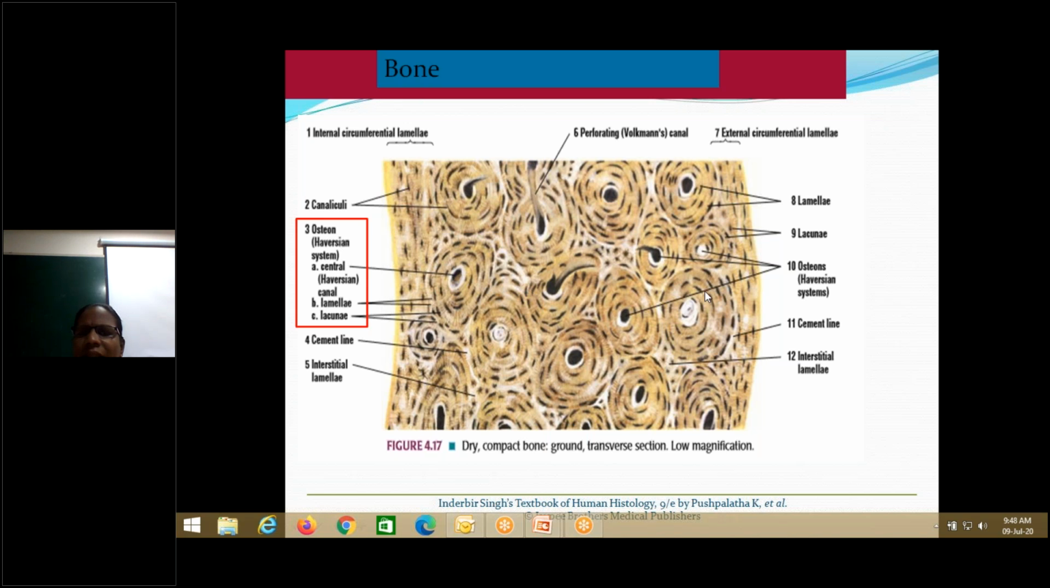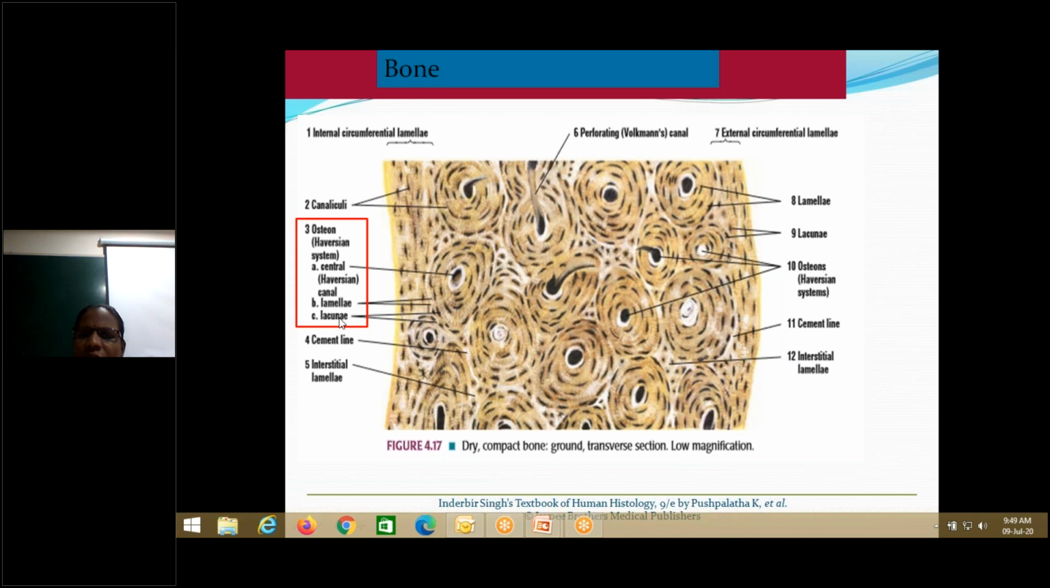Within the lacunae, you are able to see a mature bone cell. That mature bone cell we call the osteocyte. From the lacunae, you are able to see small fine canals coming out. Those fine canals we call the canaliculi. One osteon, or Haversian system, contains the Haversian canal, lamellae, and lacunae with canaliculi.